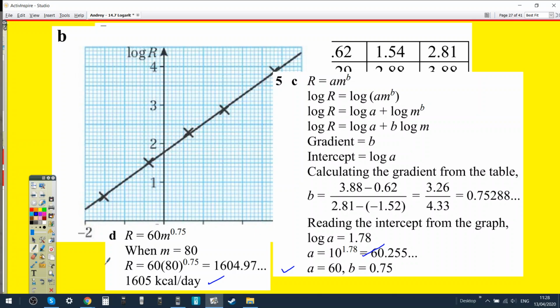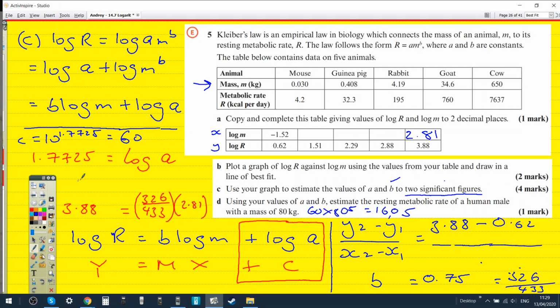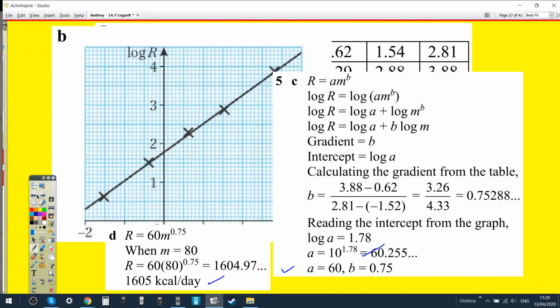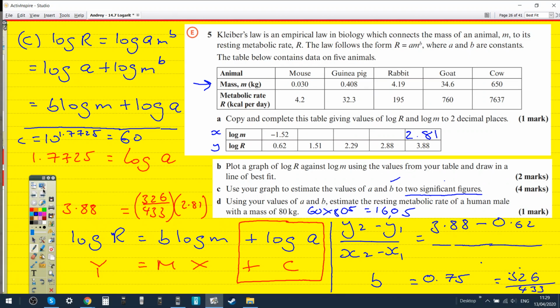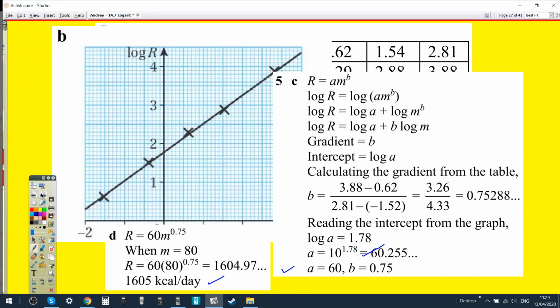Kilocalories per day. Any questions about any of that? They won't mark you down for not putting the measurement at the end, like calories per day, will they? Kilocalories per day. I'm not sure, but you really should put it in. I think you'd get full marks. Yeah, I'll just try to remember. Any other questions? Okay, so that's that one.